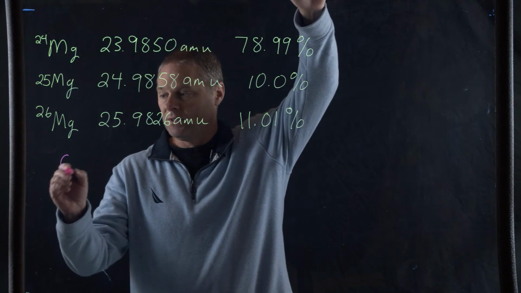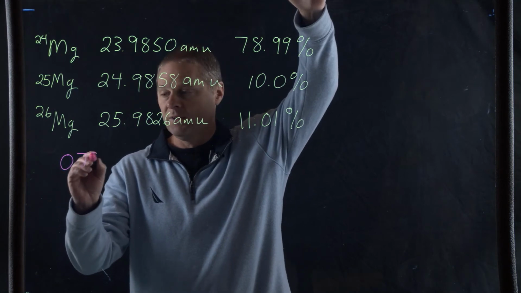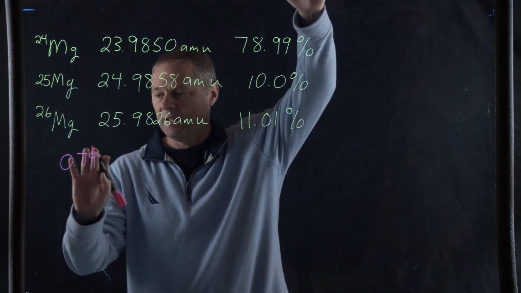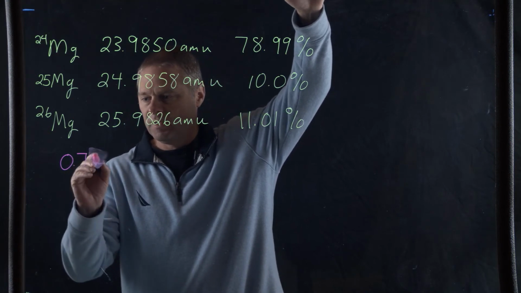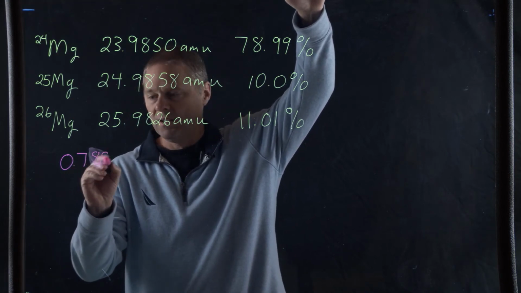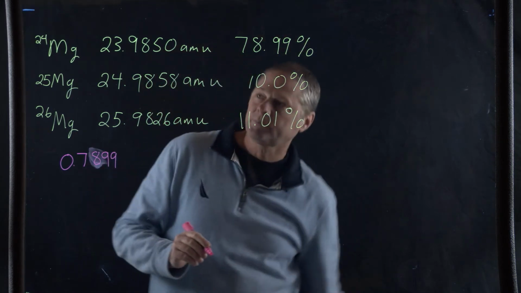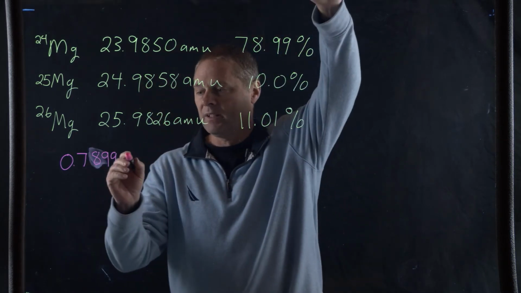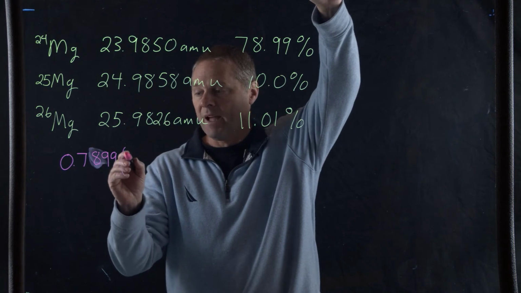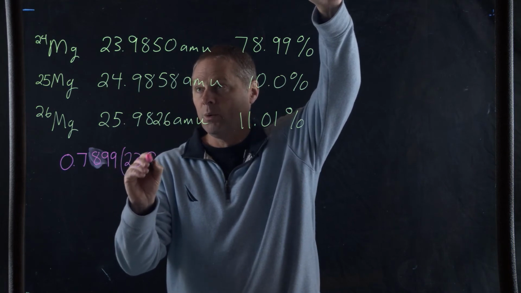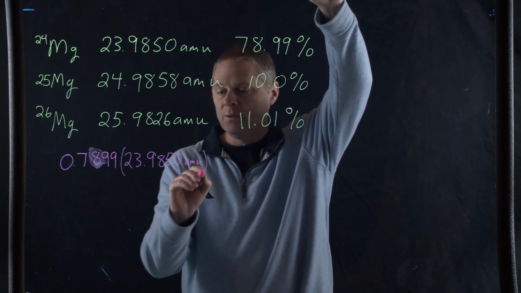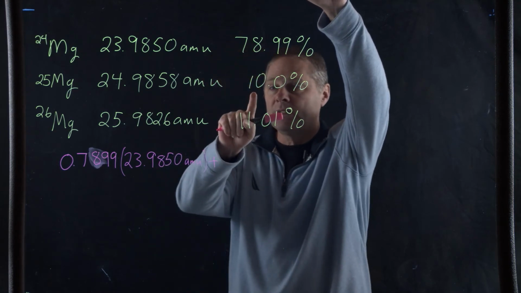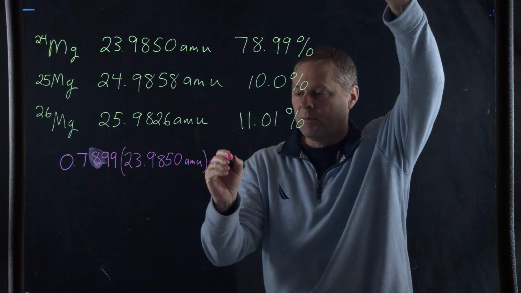So it's going to be 0.78, oops, that's an 8, 0.7899, multiplied by its mass, 23.9850 AMU. Now we're going to take the 10%.